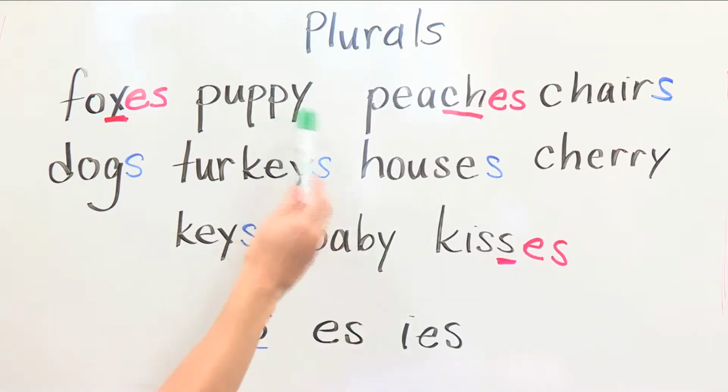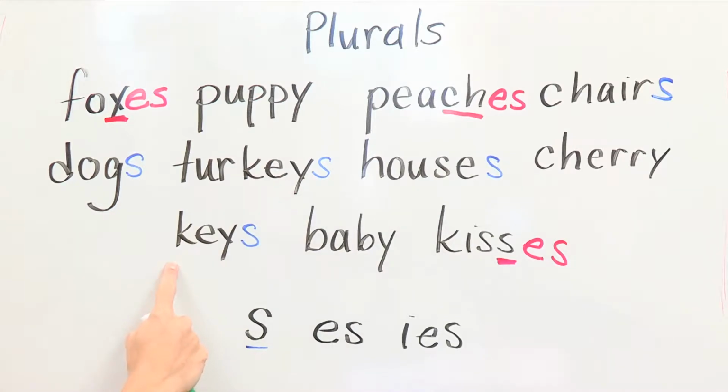Now they all end in Y, but so did turkey and key. So why did I only add an S to turkey and key? And I'm going to get ready to do something different with puppy, baby, and cherry. If you look at the Y, what is right before the Y in all three of those words? If you notice, it is a consonant. And that is your rule right there.